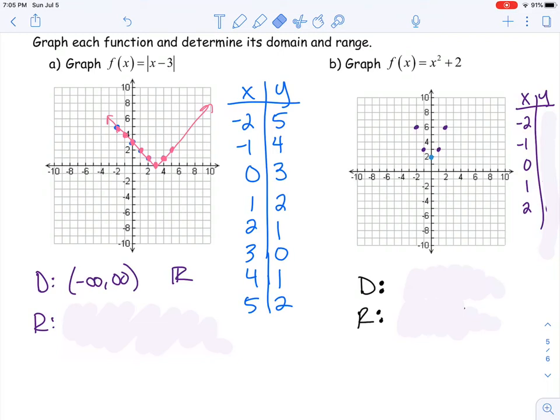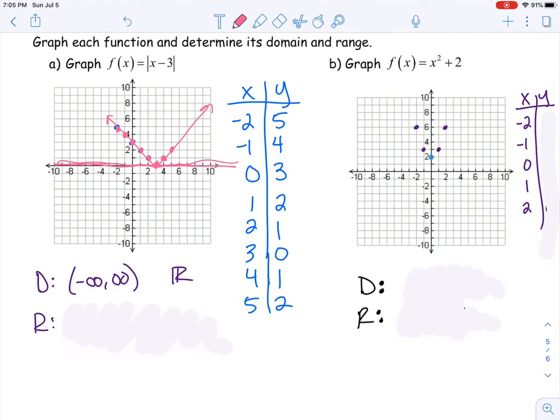Okay, what about range? Remember, range is all the y values, and y is up and down. So how far down does this graph go? How far up does the graph go? And what y values are included? Well, if you look at this graph, it looks like it goes and it stops, and this is the lowest point that it hits, right? And so my lowest y value looks like it touches at y equals 0.